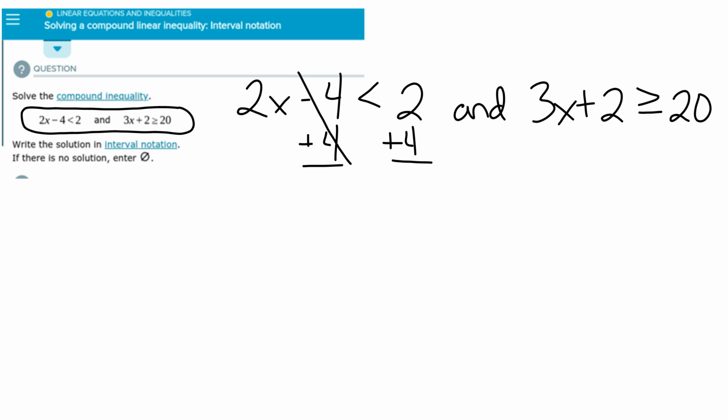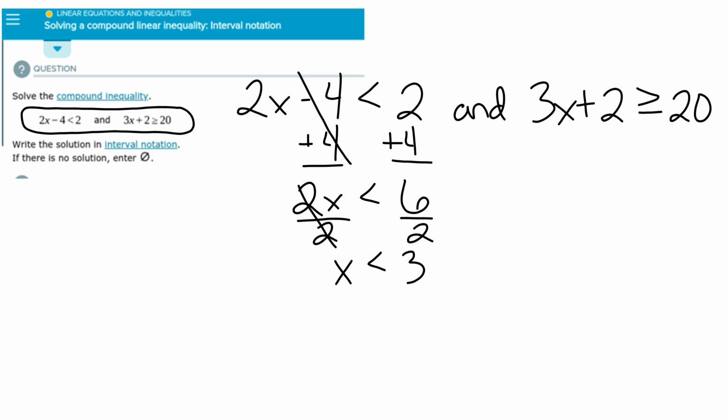So I add 4 to both sides, drop down my less than sign. 2x is less than 6. Divide both sides by 2 to get the x completely by itself, which means that x is less than 3.